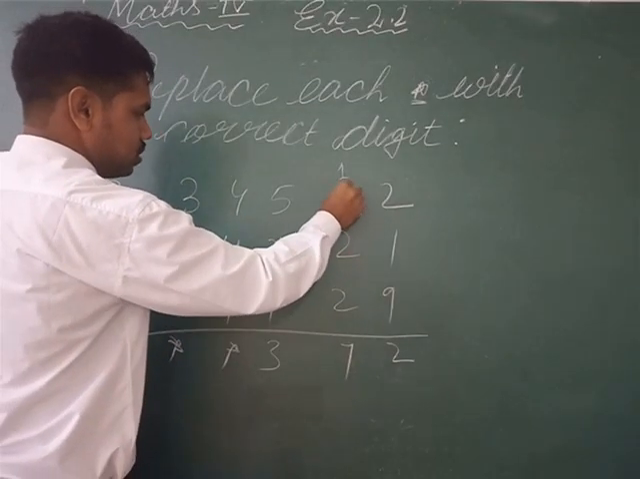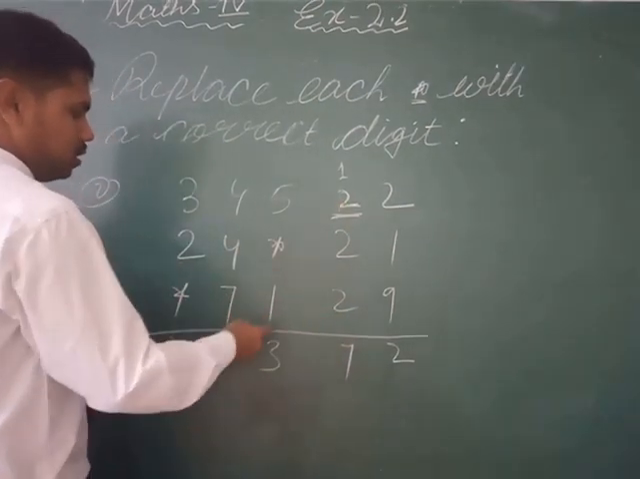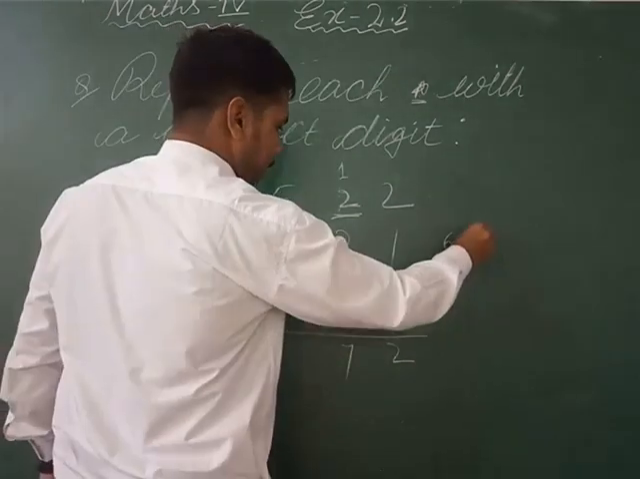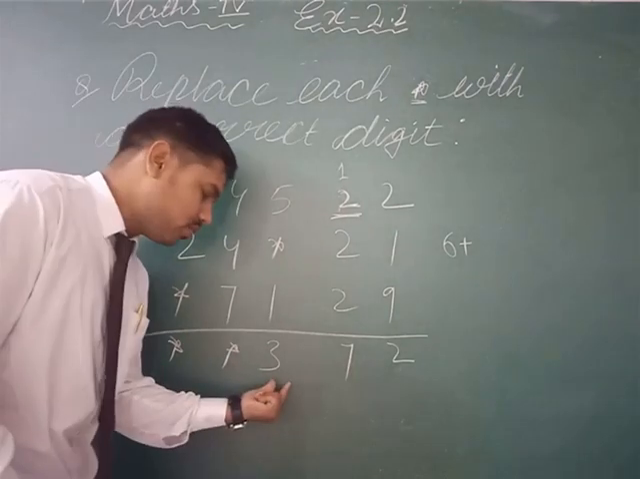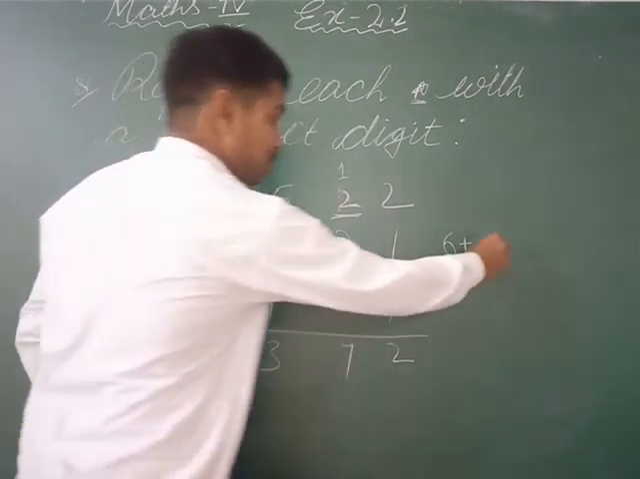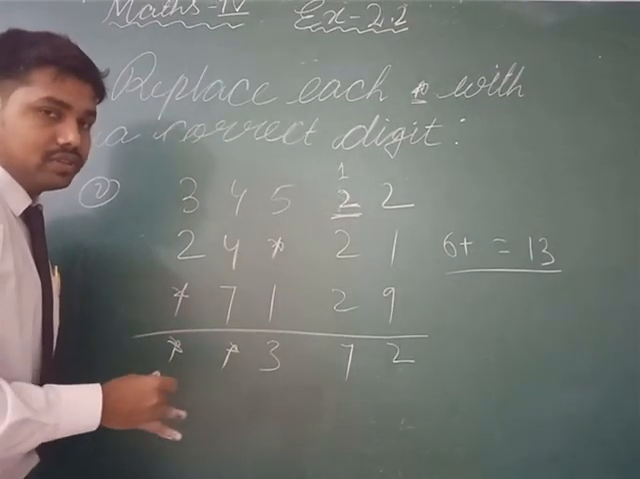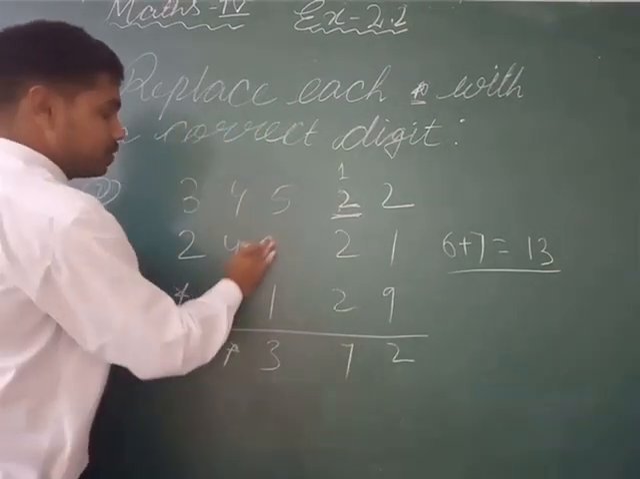The first number. Okay. Now 7. So 5 plus 1 is 6. So 6 plus how much? 6 plus how much is equal to? Its ones place should be 3 and tens place 1, 13. That means 6 plus how much is equal to 13 you have to check. 6 plus 6 is 12. So 6 plus 7 is 13. So here it will be 7.